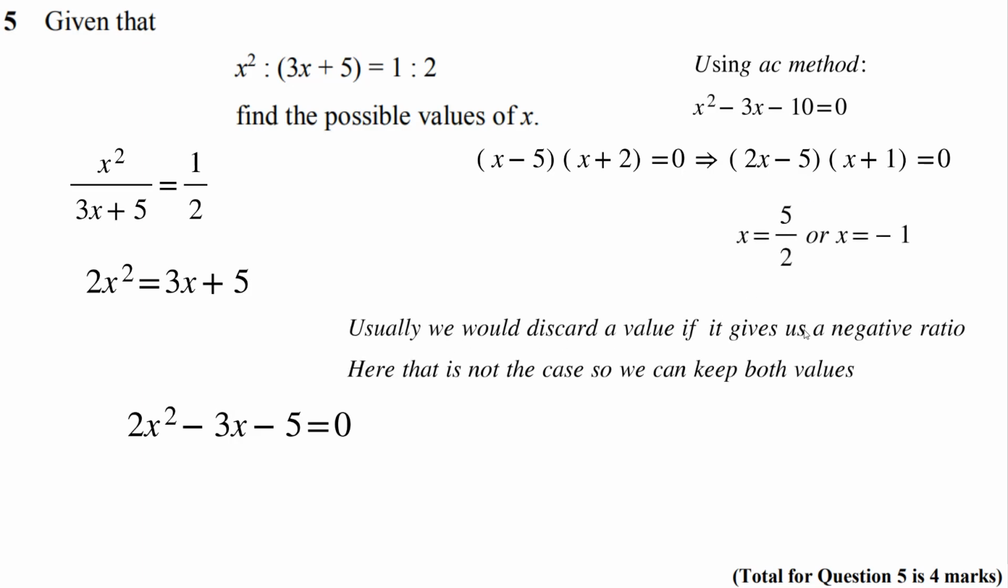Usually, I've written that down here, we'd discard a value if it gives us a negative ratio. Here that is not the case, so we can keep both values. So if ever you're solving a question like this, and one of the values gives you a ratio that's negative, then you can discard that value because you don't want it. It doesn't work. But here, -1, even if we plug it into here, we'll still get positive because 3 times -1 is -3, plus 5 is +2, and then -1 squared is obviously just 1. And then this positive will still be positive. So it still keeps it positive, so it's fine.